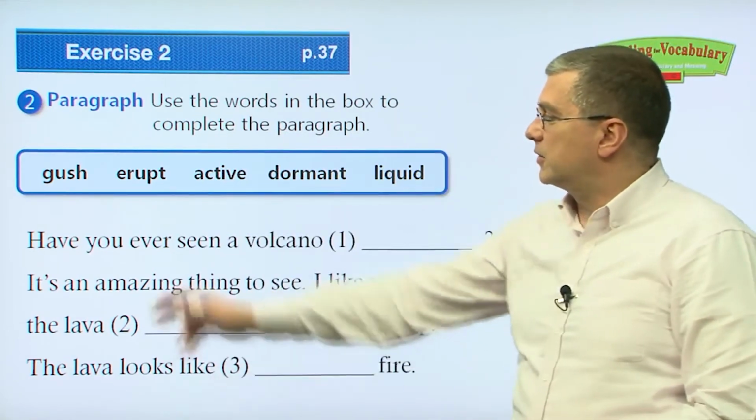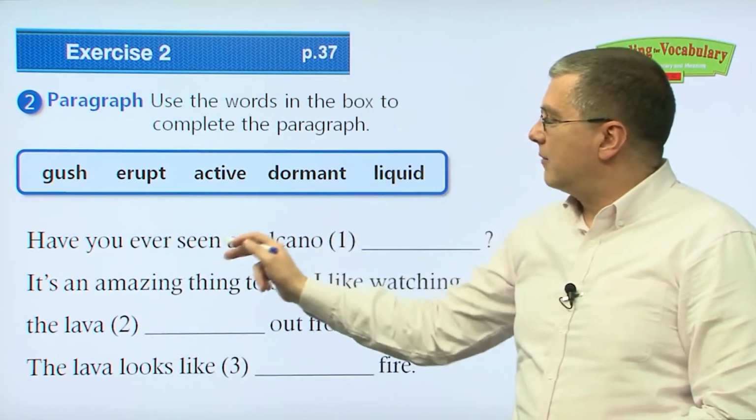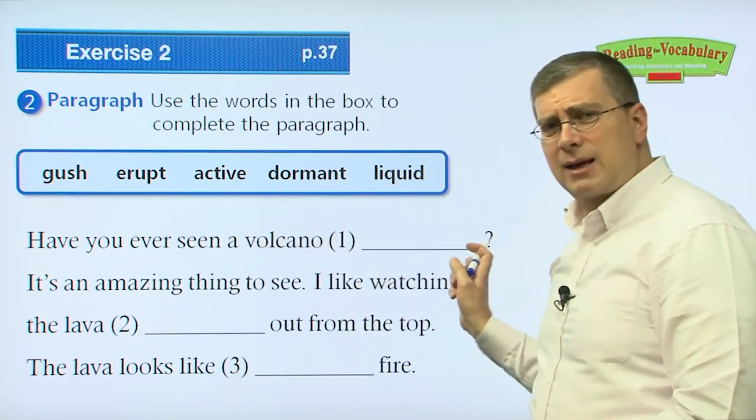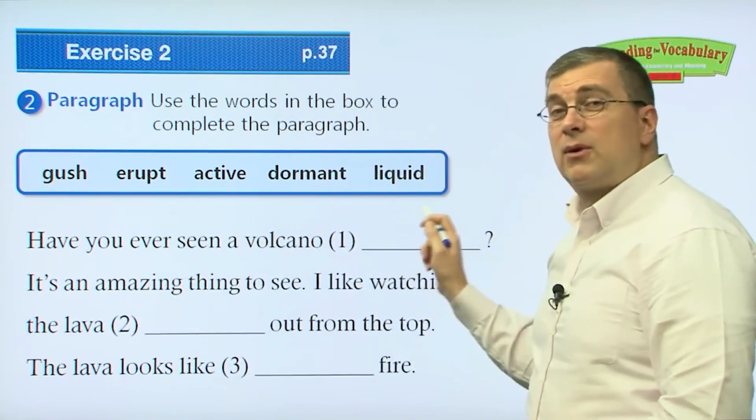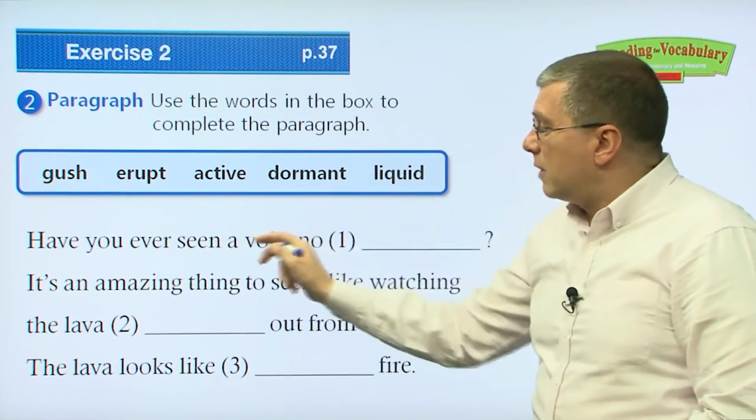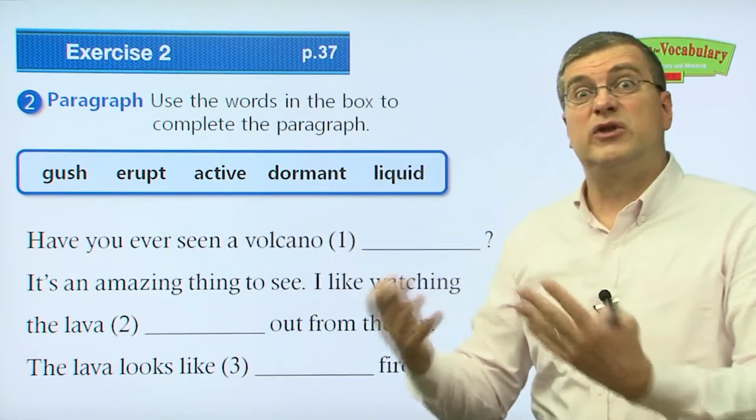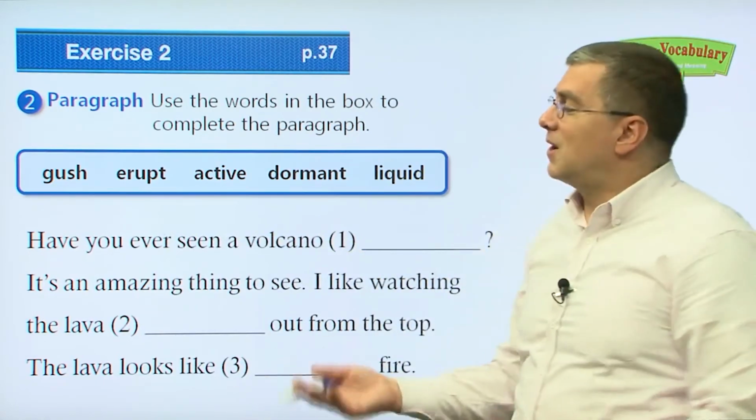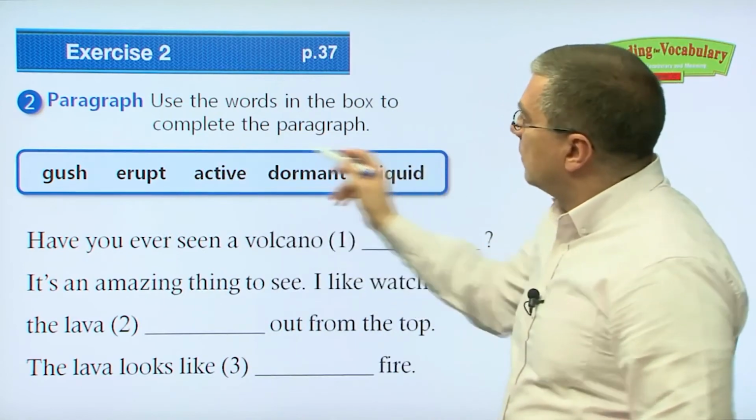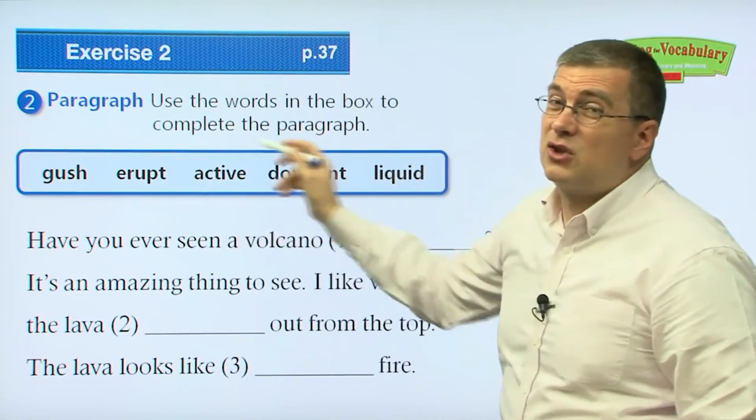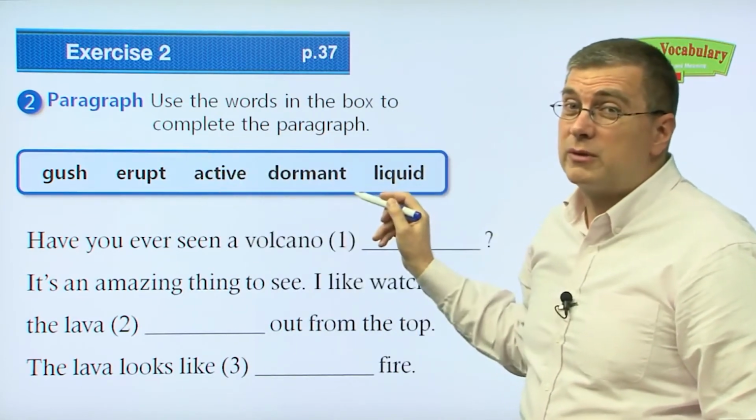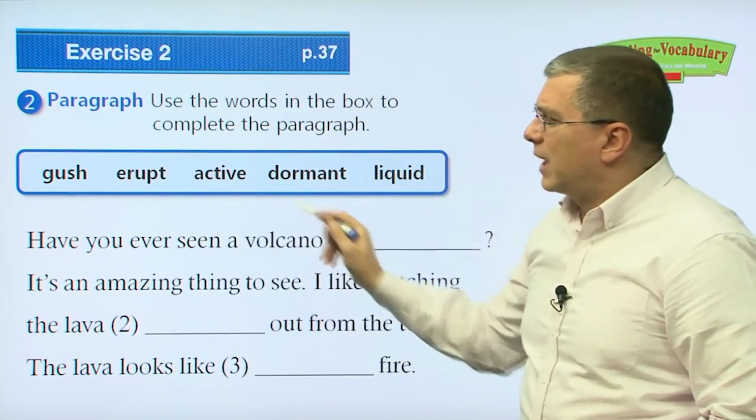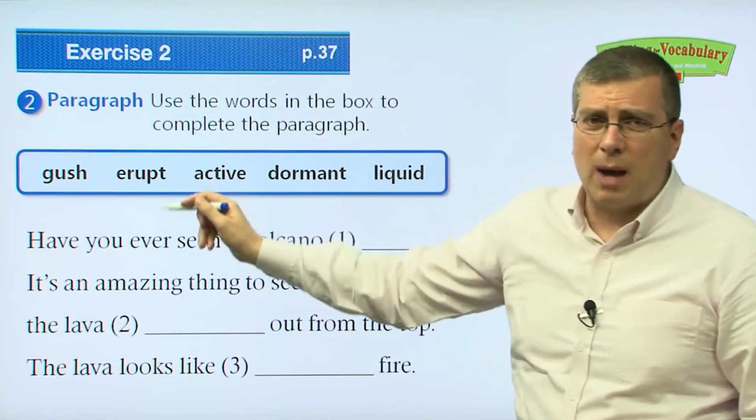Let's take a look. The first sentence. Have you ever seen a volcano? Then we have a blank. We're looking probably for a verb here because have you ever seen a volcano do something? Well, what do volcanoes do, right? We talked about that. Well, first of all, if we look at our words, only 2 of them are verbs, right? And the 2 verbs are gush and erupt. Does a volcano gush or does it erupt?